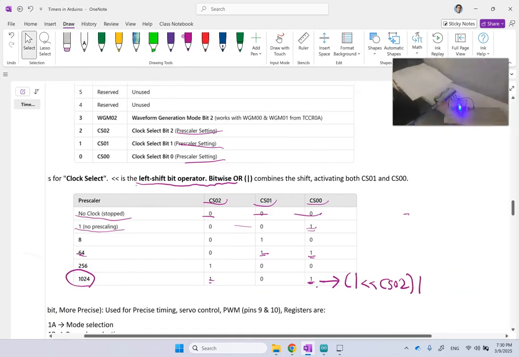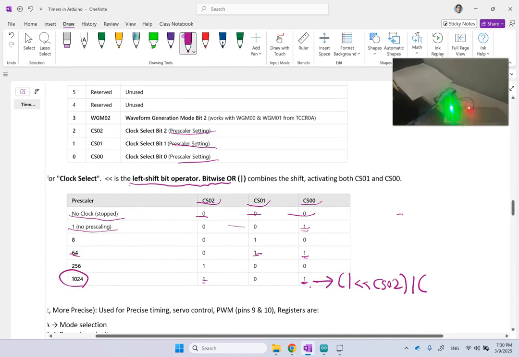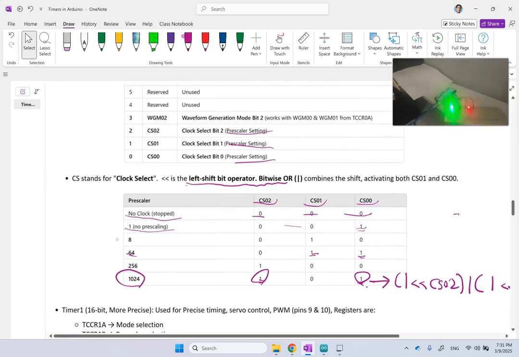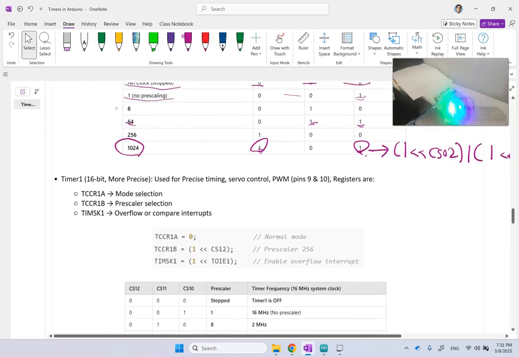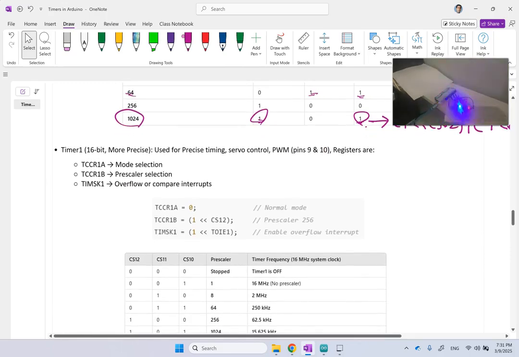Or, again, that or means basically like an AND, because it's between the bits, so it is doing both of them. And then 1, and again what? This time use the CS00. So set both of them to 1. That means your prescaler is what? 1024, okay? And here you can see one example.